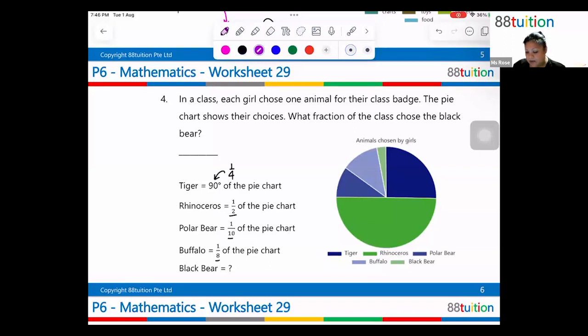Okay. So now we have rhinoceros here. Okay. Then we have polar bear. Now, what fraction of the class chose black bear? Okay, so we add up all the fractions. Okay, now, do we need to change it to the same denominator? Yes. Okay. All right.